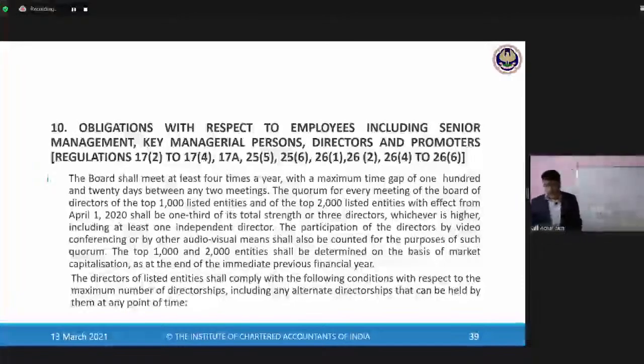Then there are certain criteria which are prescribed around how all of these communications would take place between the members of the board.